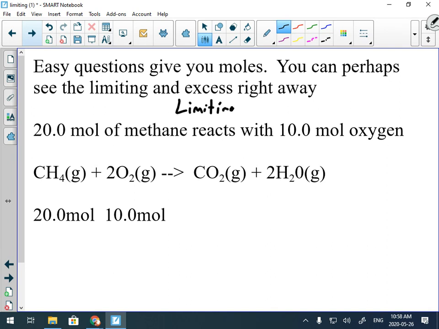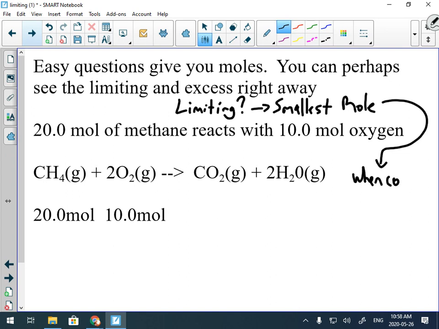What is the limiting reagent? The limiting reagent is always going to be the smallest moles when compared equally.